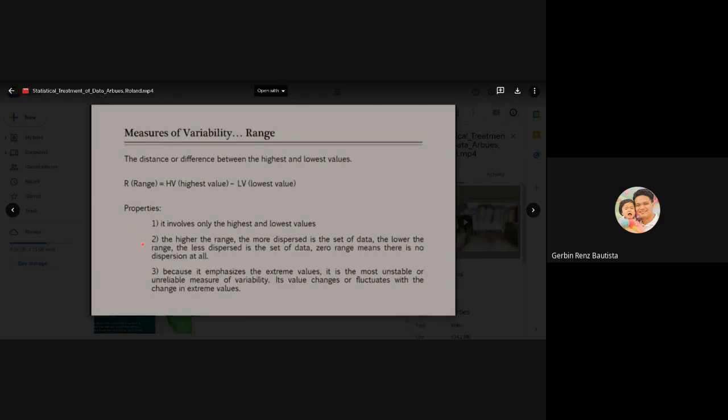If the range is 0, the data are not dispersed at all. Because it emphasizes the extreme values, it is the most unstable or unreliable measure of variability. Its value easily changes or fluctuates with the change in extreme values.